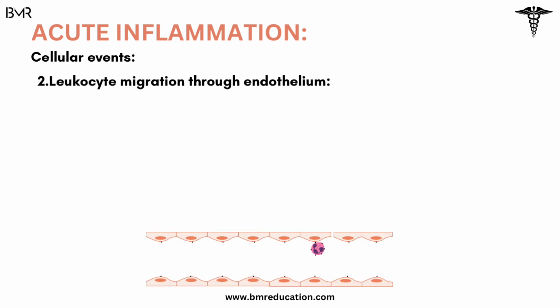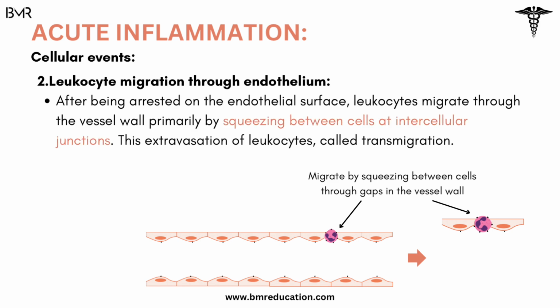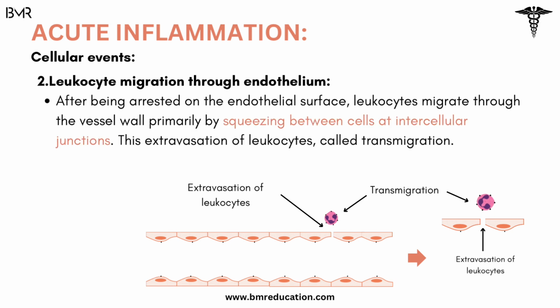The next step is leukocyte migration through endothelium. After being arrested on the endothelial surface, leukocytes migrate through the vessel wall primarily by squeezing between cells at intercellular junctions. This extravasation of leukocytes is called transmigration.